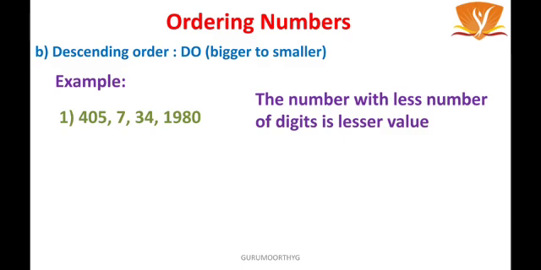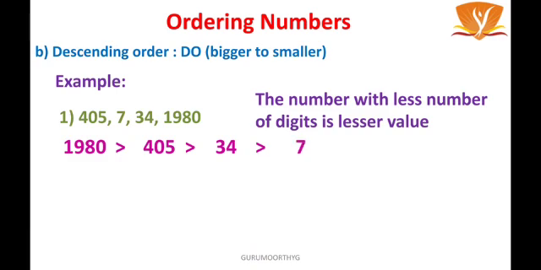First we are going to select bigger value. So number of digit is more means greater value. First number is 3 digits, second number is 1 digit, third number is 2 digit and fourth number is 4 digits. So you are going to select fourth number first, first number second, third number third and second number fourth. Therefore the answer is 1980 is greater than 405, 405 is greater than 34, 34 is greater than 7.